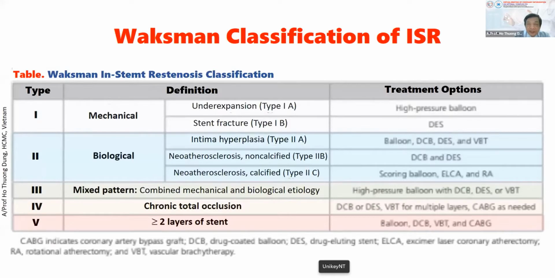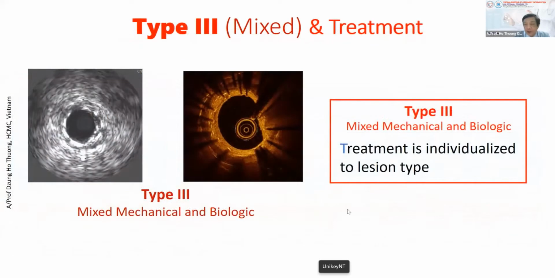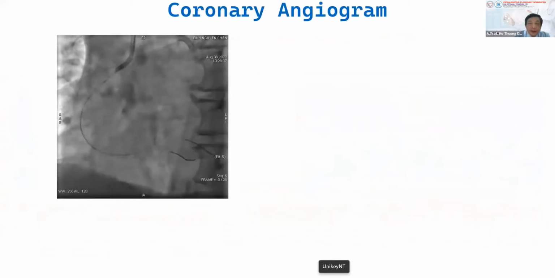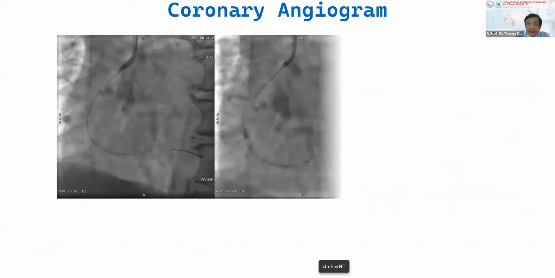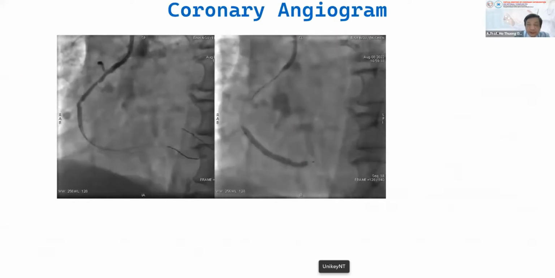And according to Wassmann classification of extended stenosis, this case belongs to type 3 mixed pattern, combined mechanical and biological etiology. And how can we treat this? This is for the right. I am not focused on the right because there's not enough time.